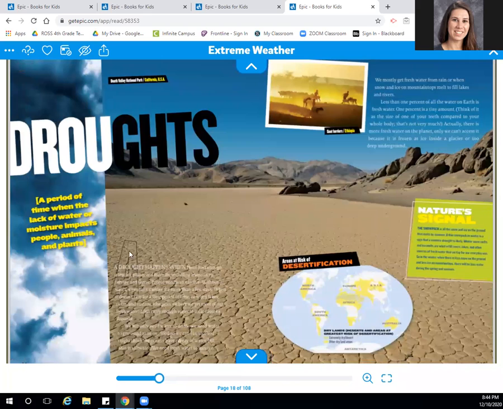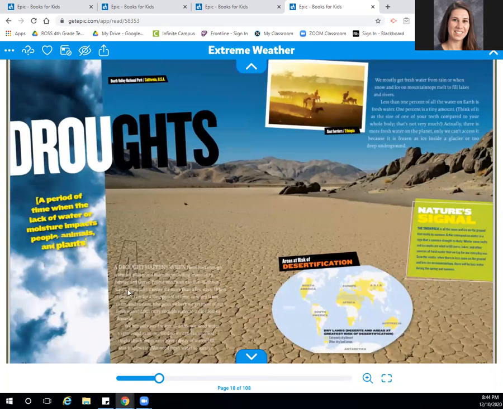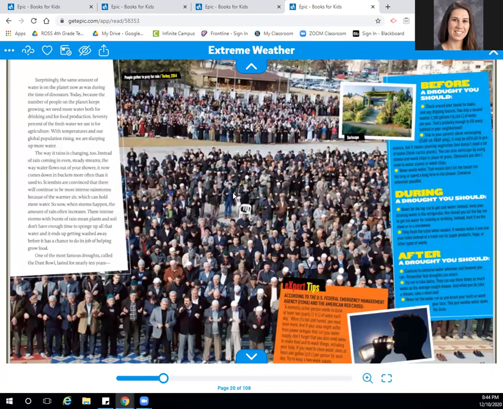Oh, look, I went back. It's on page 18. I can find information about droughts here. It says a period of time when there's a lack of water. So here's this information I'm needing. I get a map, areas of risk for desertification. There you go, that's a new word. And I'm learning more information about droughts, but this is not the only place I can look.